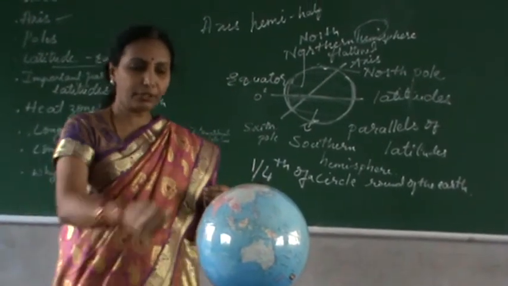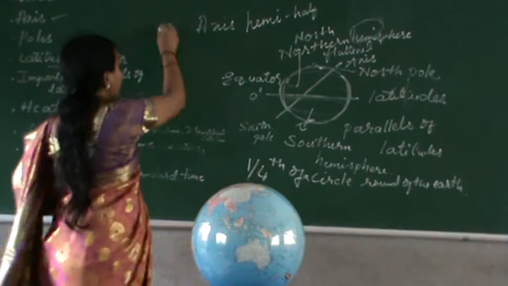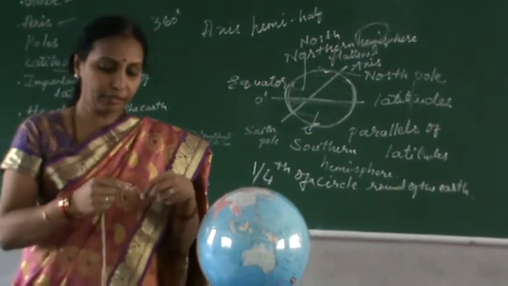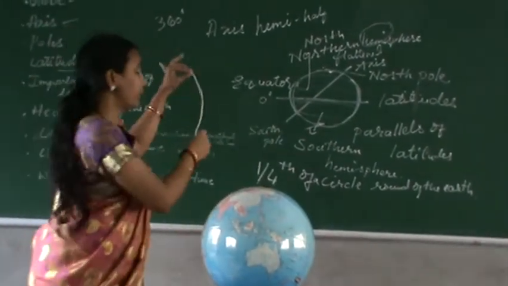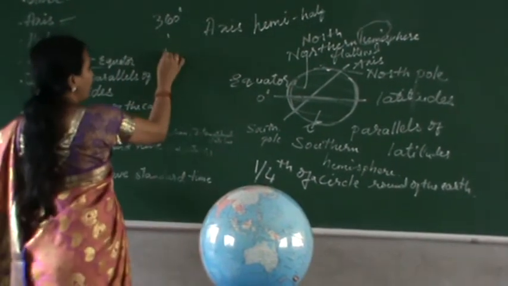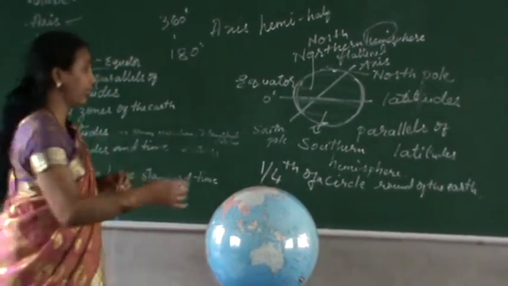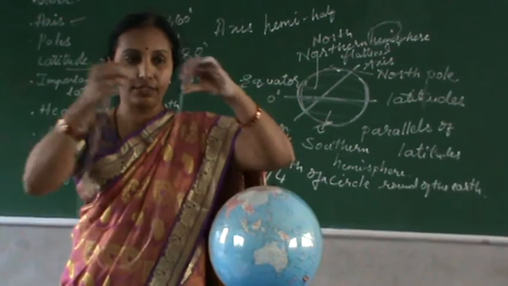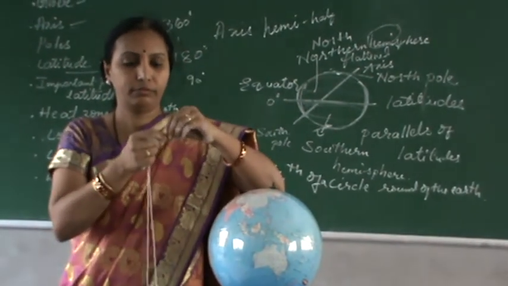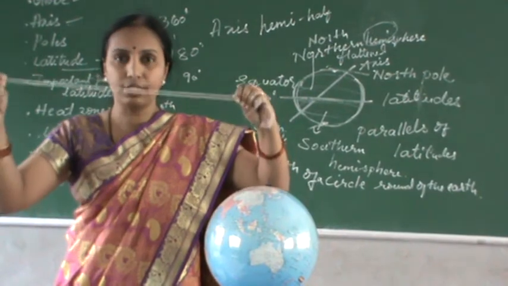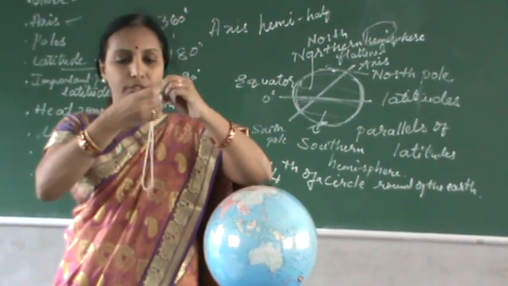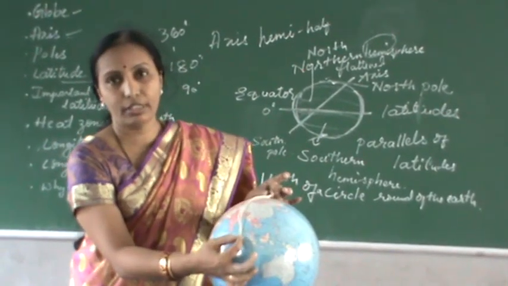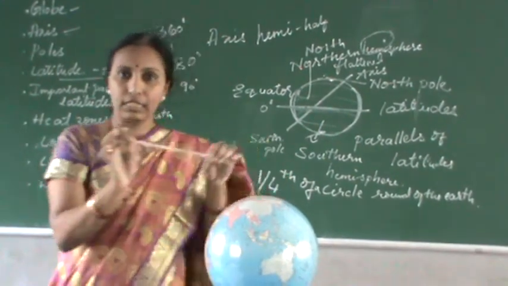Now, as we know, this spool is 360 degrees. If I take half of the 360 degrees, it is 180 degrees, and half of the 180 is 90 degrees. If I make this half, you can see here, from here to this line, from the equator to the poles, it is called 1/4 of a circle. Did you understand?